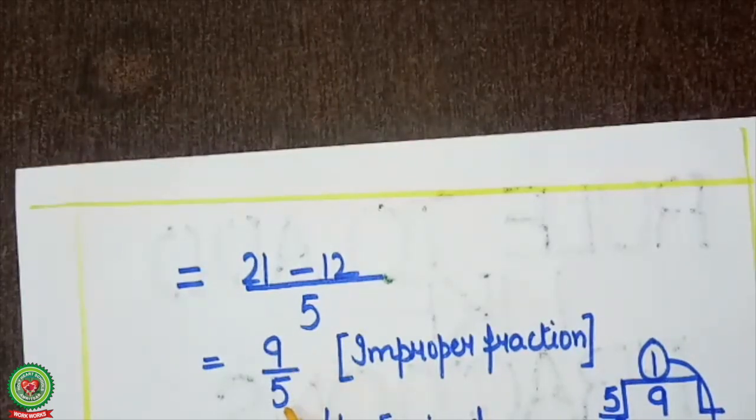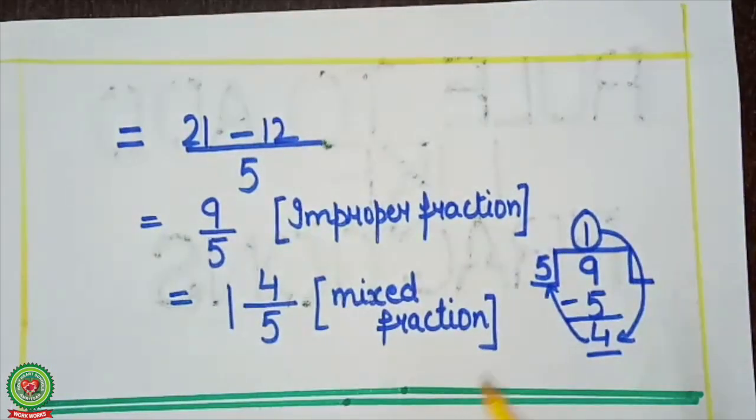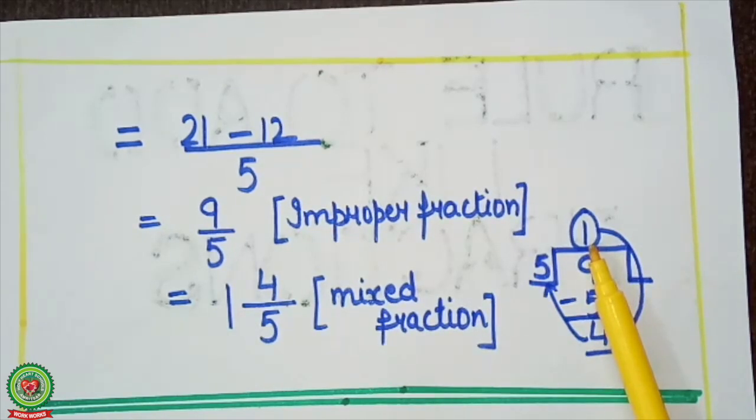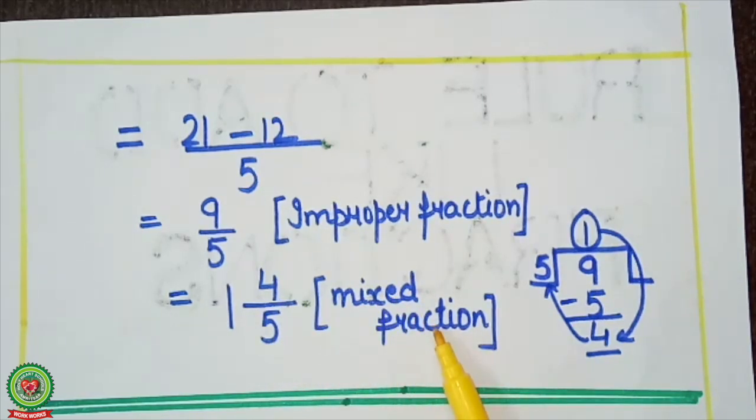Here 9 is bigger than 5. If numerator is greater than denominator, it implies that this fraction is improper fraction. Improper fraction we will change into mixed fraction. So let's divide 9 by 5. Here 5 ones are 5, minus, 4. Start from the quotient. Quotient is 1. So 1 is whole number. Answer will come 1 whole number 4 upon 5, which is a mixed fraction.